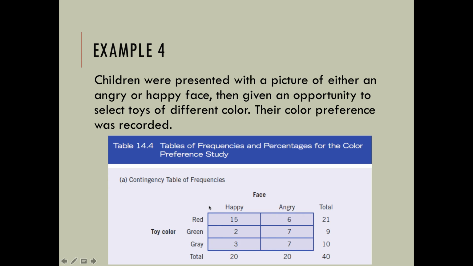How are these measured? Nominally, ordinally, or continuously? Nominally. So face is measured nominally as happy or angry, and toy color is measured nominally as red, green, or gray. Since these are not ranked, it's still nominal. Okay, and then here we had 15 children who chose a red toy after seeing a happy face, and 6 who chose a red toy after seeing an angry face, and so on.